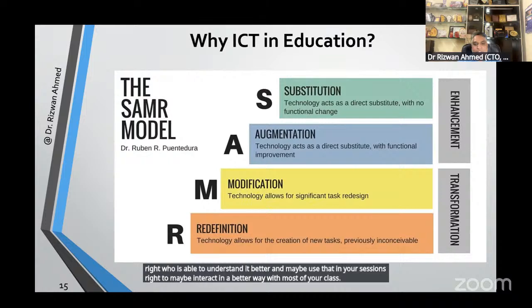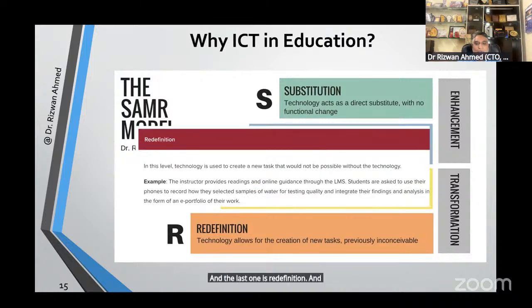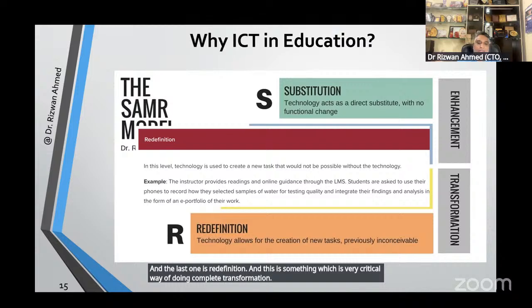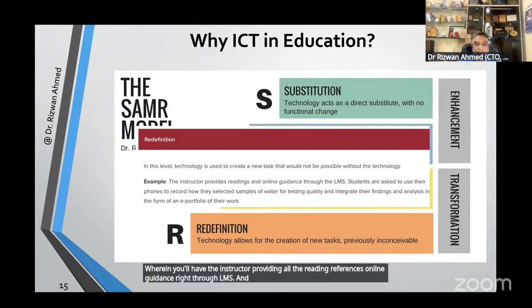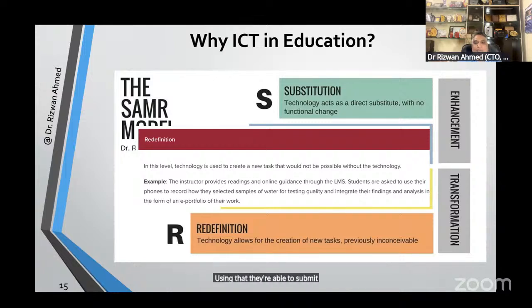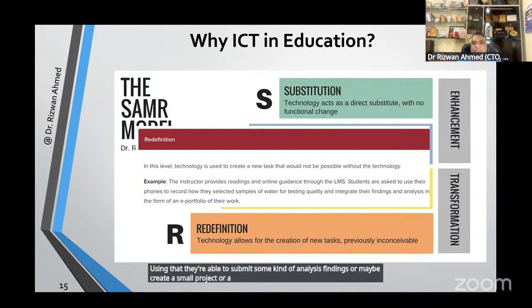And the last one is redefinition. This is a very critical way of doing complete transformation, wherein you'll have the instructor providing all the reading references and online guidance through LMS. LMS is the key central place wherein students would come, see these recordings, and using all the tools like laptops and phones, whatever they may have, they're able to submit some kind of analysis, findings, or maybe create a small project or a portfolio work, which allows better evaluation as an instructor of whether they are able to learn the concept I want them to learn.